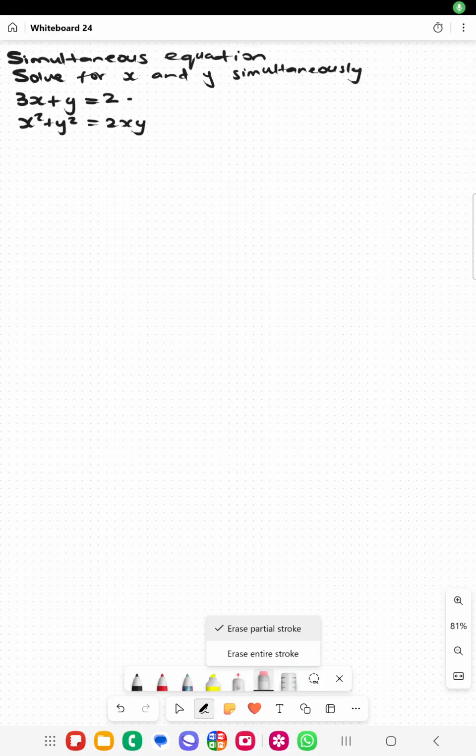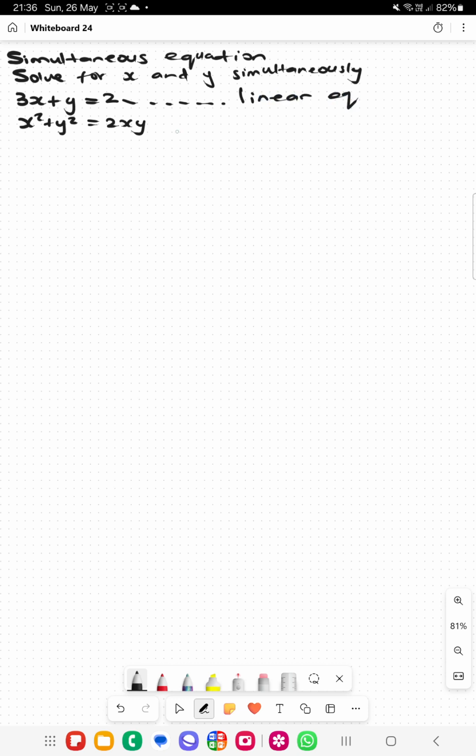We are going to now learn how to solve for x and y simultaneously, or solve any simultaneous equation. It doesn't have to be x and y, but today our equation is 3x plus y equals 2, which is our linear equation. So in our syllabi, we'll always have a linear equation and a non-linear equation.